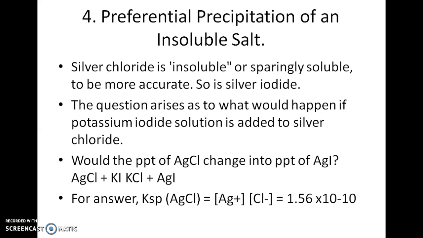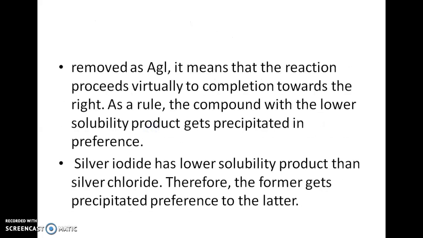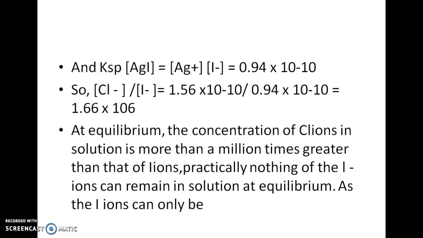Here, the answer is: the solubility product of silver chloride is equal to the active mass of Ag plus and the active mass of Cl minus, which is equal to 1.56 × 10^-10. And the solubility product of silver iodide is the active mass of Ag plus and the active mass of I minus, which is 0.94 × 10^-10. So, Cl minus divided by I minus will give 1.66 × 10^6.